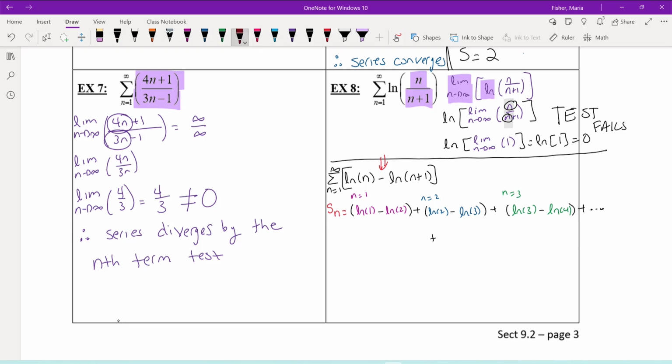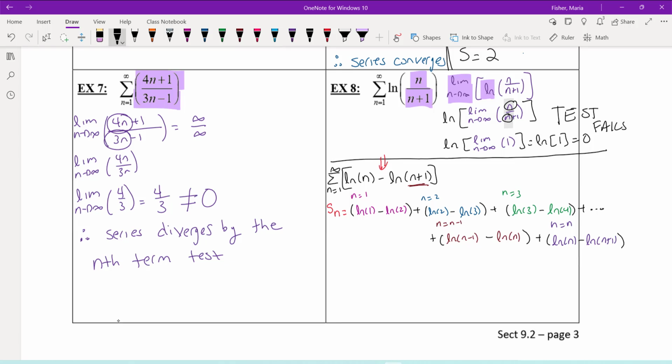Plug in an n equals n minus 1. And we get the natural log of n minus 1 minus the natural log of, well, n minus 1 plus 1 is just going to be the natural log of n. And then finally, when n is equal to n, we have the natural log of n minus the natural log of n plus 1.